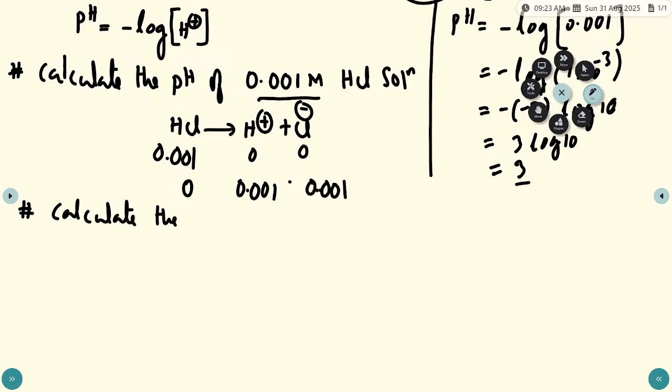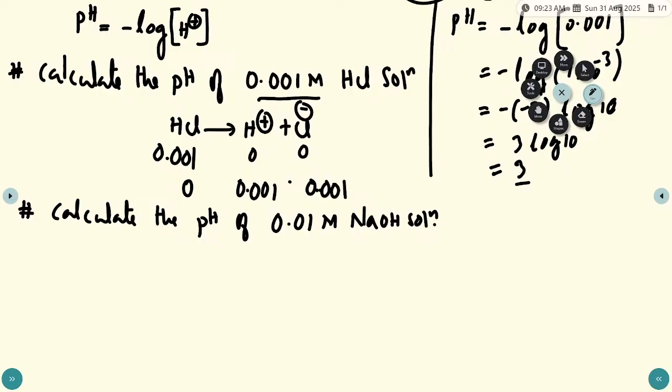Calculate the pH of 0.01 M NaOH solution. So here given is a base. In the previous case, it was an acid. For acid, what is the pH? Negative logarithm of H plus ion concentration. For base, what is the pOH? pOH is equal to minus log of OH minus ion concentration.